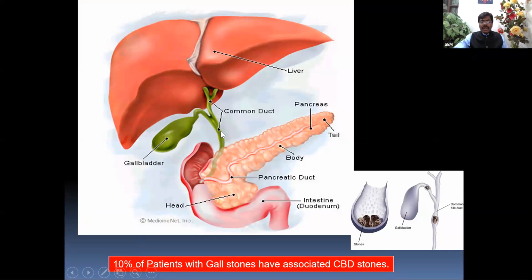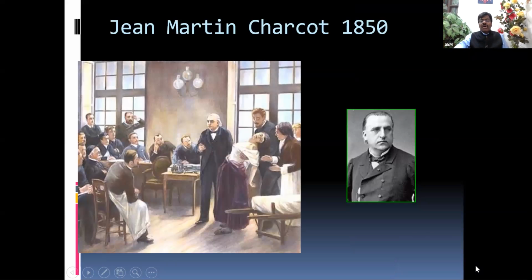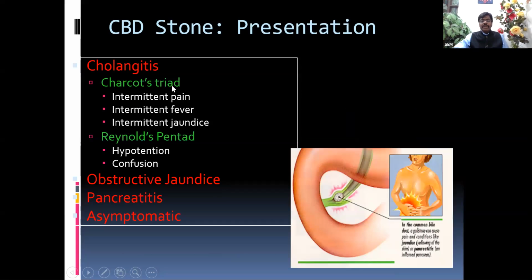Primary bile duct stone is very rare in our country. It can happen secondary to some infection, especially in some Southeast Asian countries. 10% of the people will have combined gallbladder stone and also bile duct stone. And this is Charcot's triad. I told you already. Intermittent pain, intermittent fever, and jaundice is Charcot's triad. Reynolds pentad, in addition, if you have cholangitis, you can have hypotension, unconsciousness, or confusion. Sometimes it is one of the common differential diagnoses.